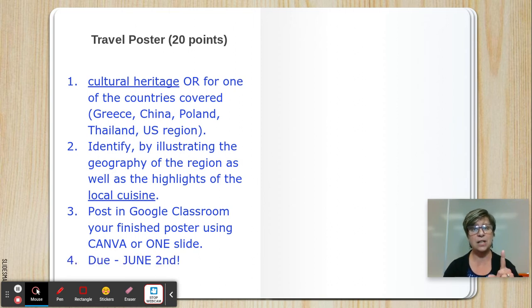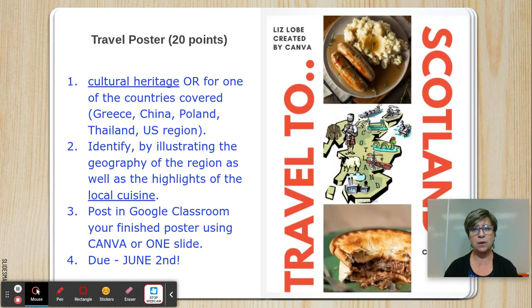Okay, so the first thing that's due is your market order. I need to get that in as soon as possible. And the second thing is your travel poster. Here is an example of a travel poster. I'm doing one on Scotland.